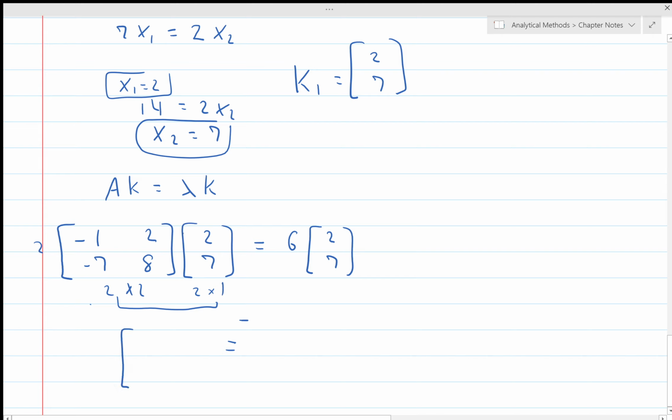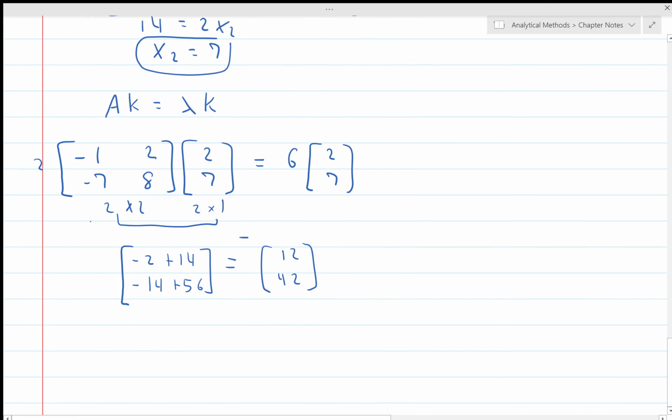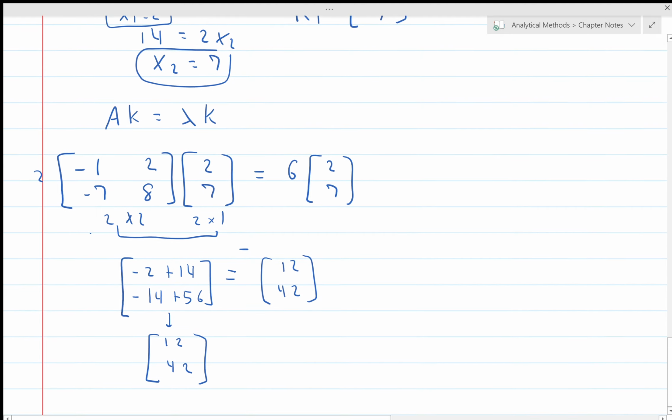So -1 times 2 is -2, 2 times 7 is plus 14, -7 times 2 is minus 14, 8 times 7 is 56. And then on this side, 6 times 2 is 12, 6 times 7 is 42. Is that true? Yes, it is. This guy would be 12, and then this would be 42. Awesome. So that was our k1.